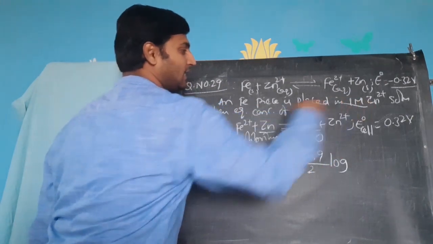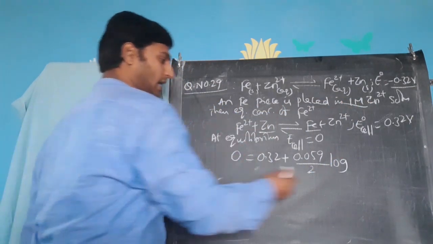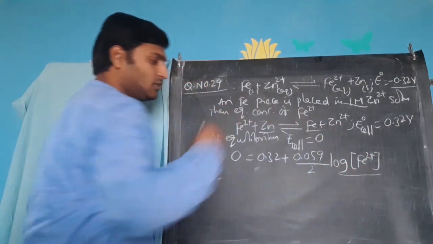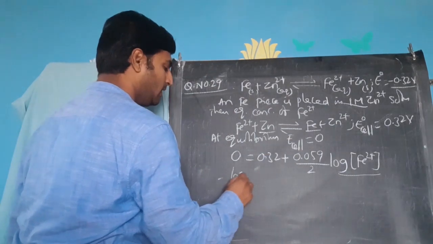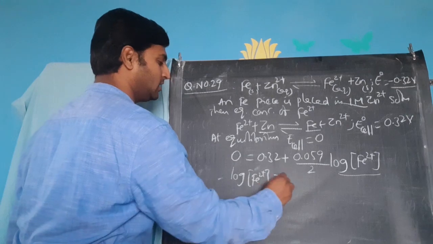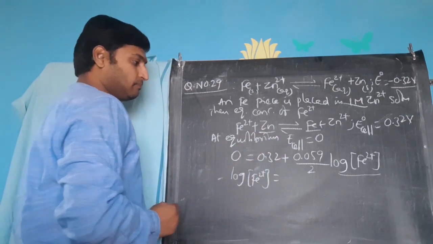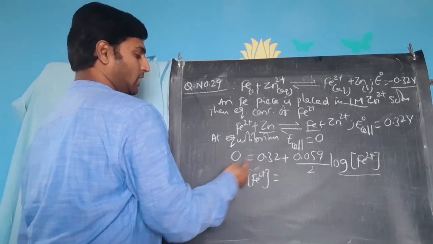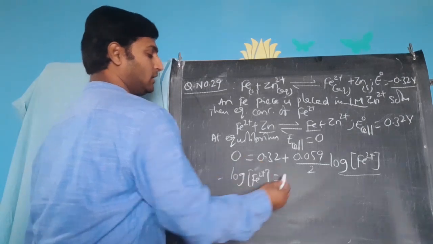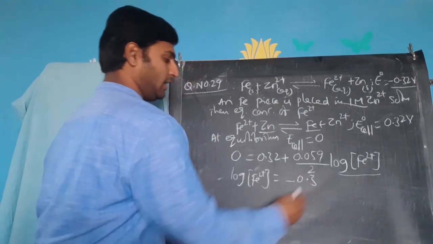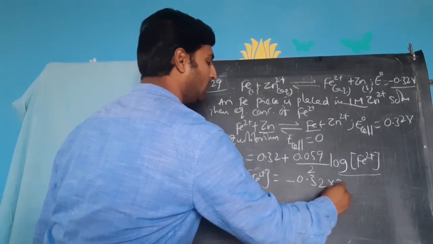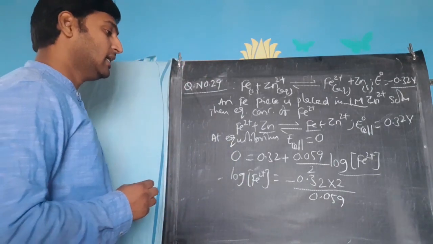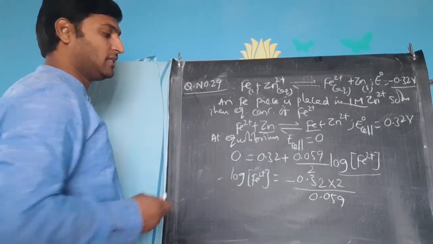He has already given you the concentration of Zn2+ as 1 molar, so directly I can take log of Fe2+. Now what you need is this value, simple. So log of Fe2+ concentration is equal to minus, see if you keep this one here, 0.32 comes this side and becomes 0 minus 0.32. So minus 0.32, if you cross multiply this one, into 2 divided by 0.059. This is the simplification you are left with for getting the anti-log.